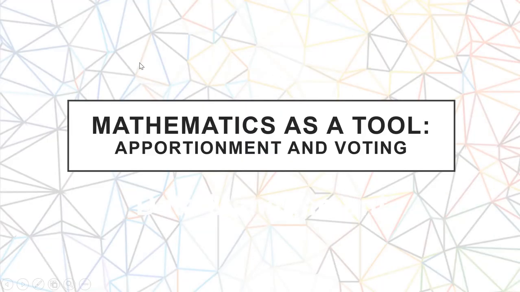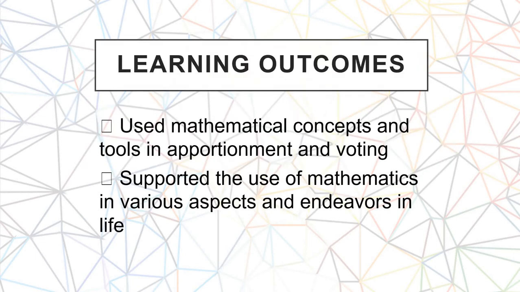Apportionment and voting is the last unit for our course, Mathematics in the Modern World. So these are the learning outcomes: use mathematical concepts and tools in apportionment and voting, and support the use of mathematics in various aspects and endeavors in life.